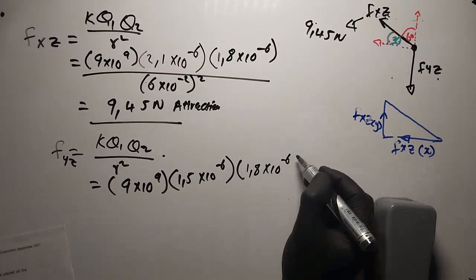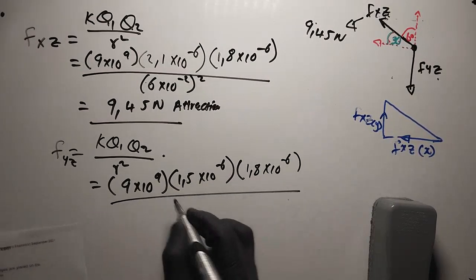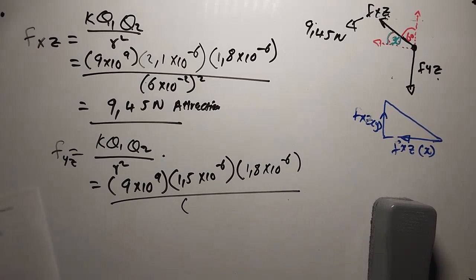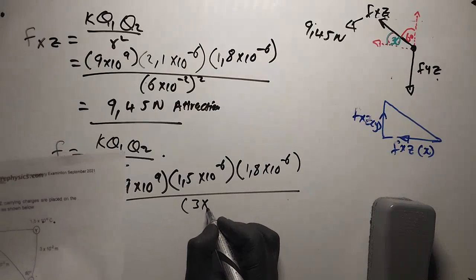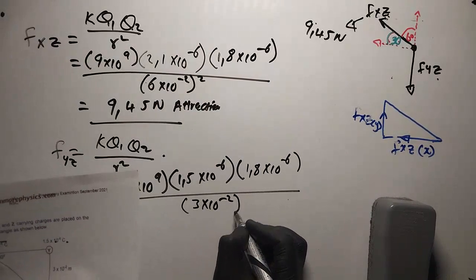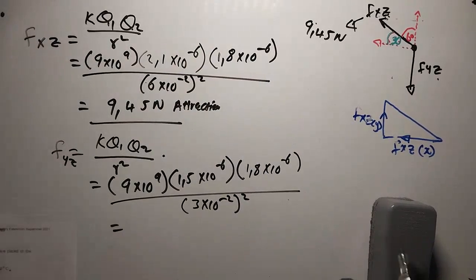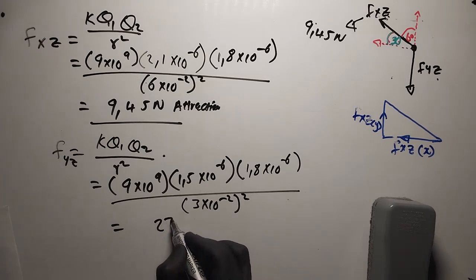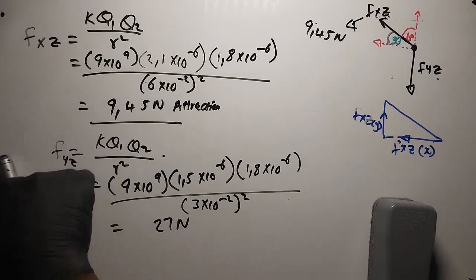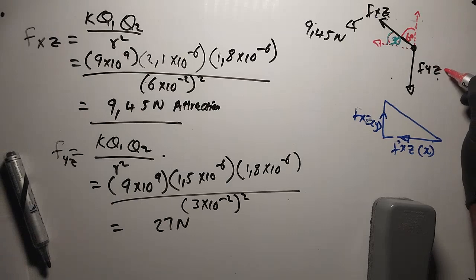Okay, and then you're going to close here, then over the distance, which was given, 3 times 10 raised to negative 2, or 3 centimeters. 3 times 10 raised to negative 2, then you're going to put the square. When you punch your calculator, you're going to get the force, which is going to be 27 newton.